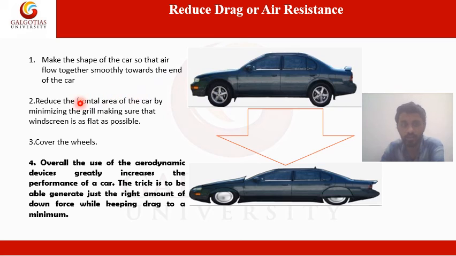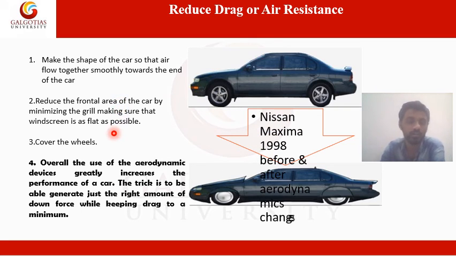The second way is to reduce the frontal area of the car by minimizing the grille, making sure that the windscreen is as flat as possible. So this is the second step that has to be achieved so that you are able to reduce your air resistance. And the third, very basic, is to cover the wheels.